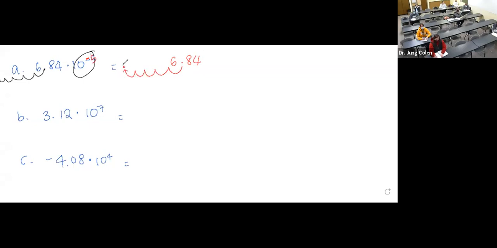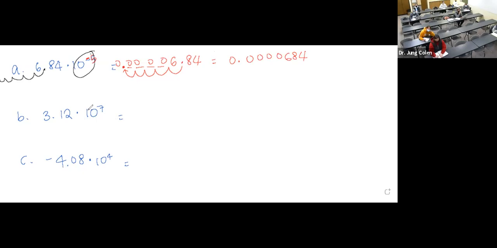So where is the decimal point now? And we have these places. Right? So now we have this number. There's no decimal point there anymore, which is 0.0000684. Right? Okay, very good.